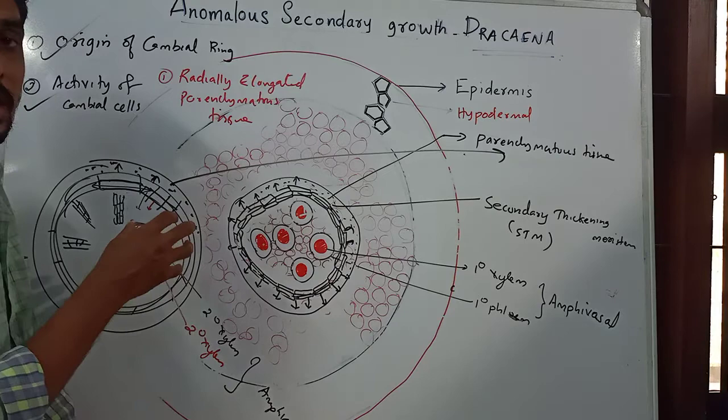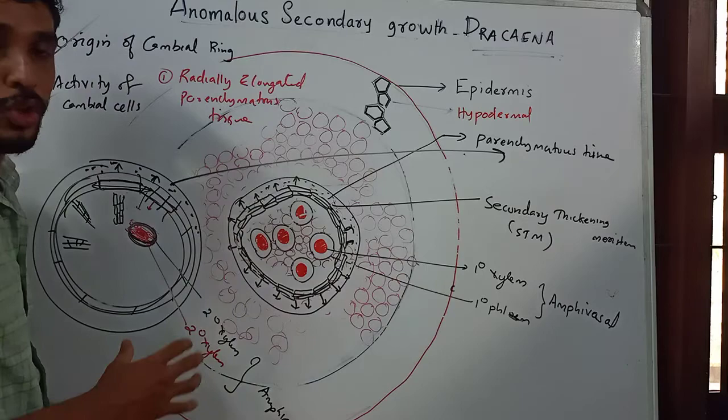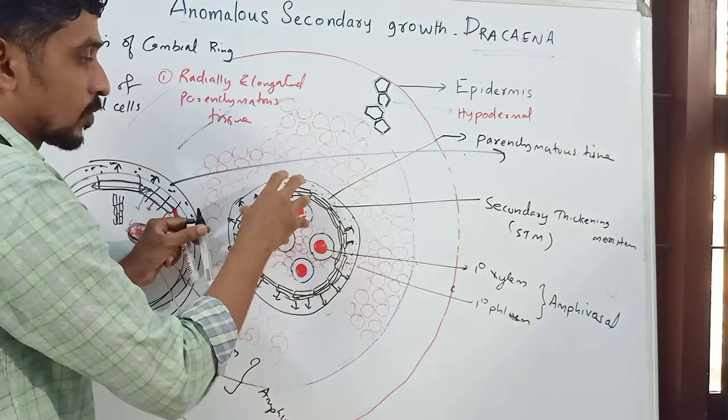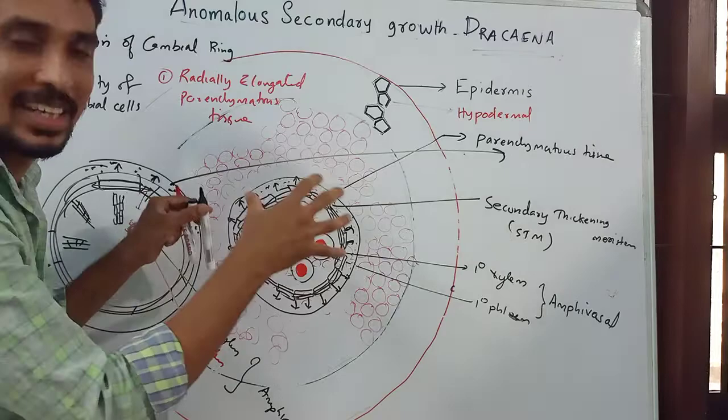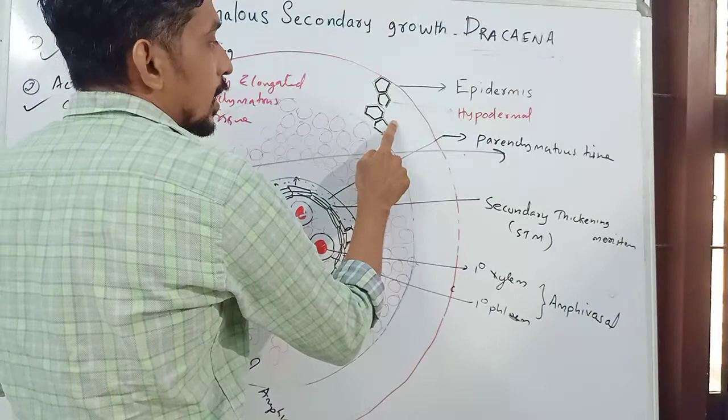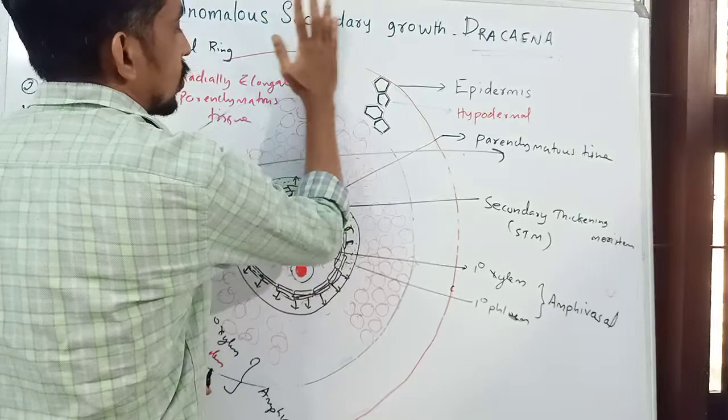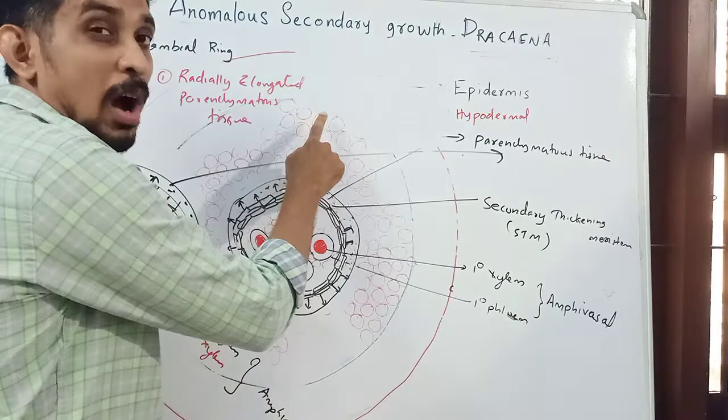So during that division, numerous new tissues occupy the ground tissue. Due to the formation of numerous extra tissues within this Dracaena stem, a pressure is created. That pressure ultimately ruptures the collenchymatous hypodermis and epidermis. So this region gets lost, and the outermost cortical cells of the ground tissue become exposed.